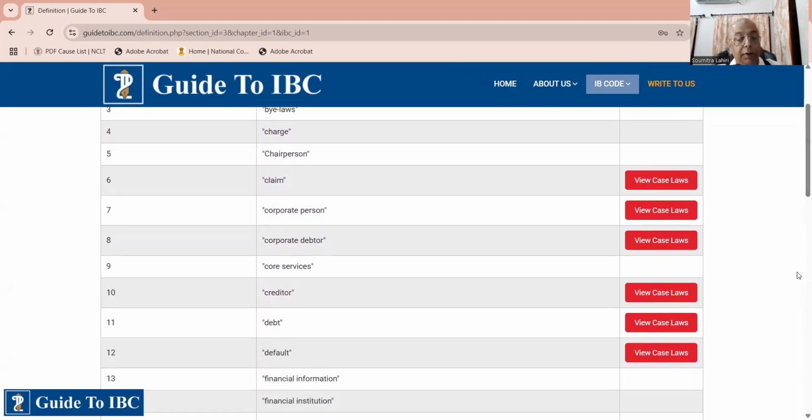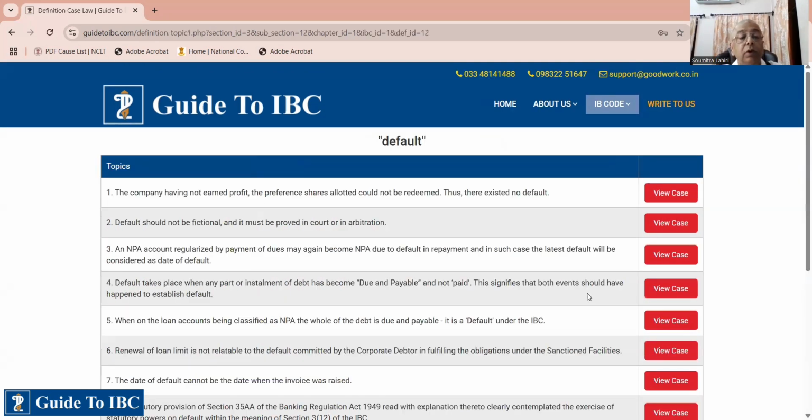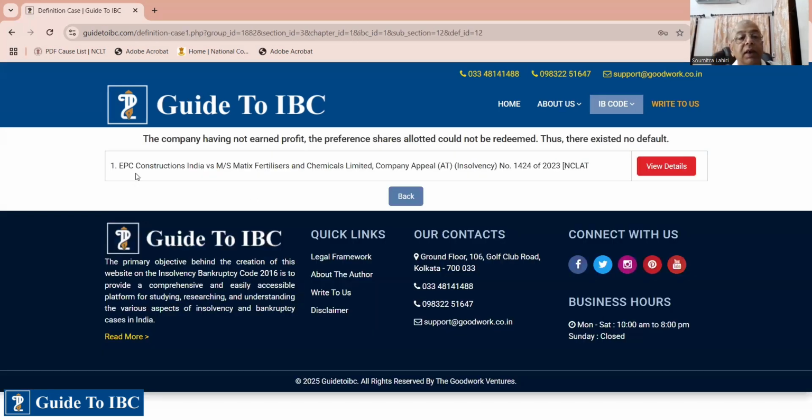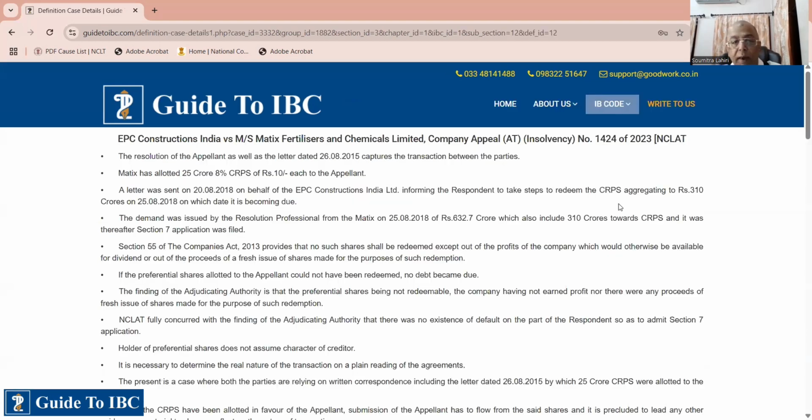What is default? Now, this is a very recent case. It is also topic number one. The company having not earned profit, the preference share allotted could not be redeemed. Thus, there existed no default. Well, let us see the case EPC Constructions India versus Messrs. Matrix Fertilizers and Chemicals Limited, Company Appeal 1424 of 2023. The judgment came out only a few days back.